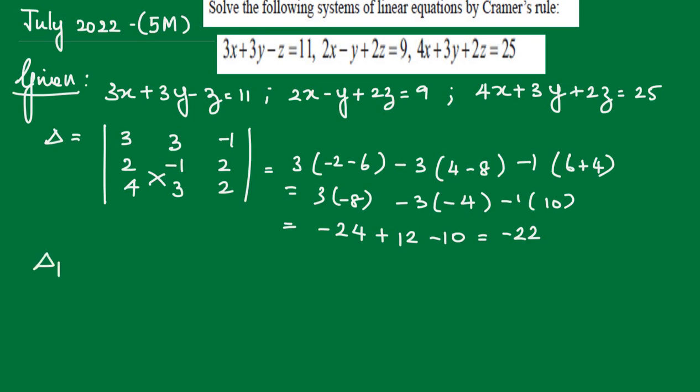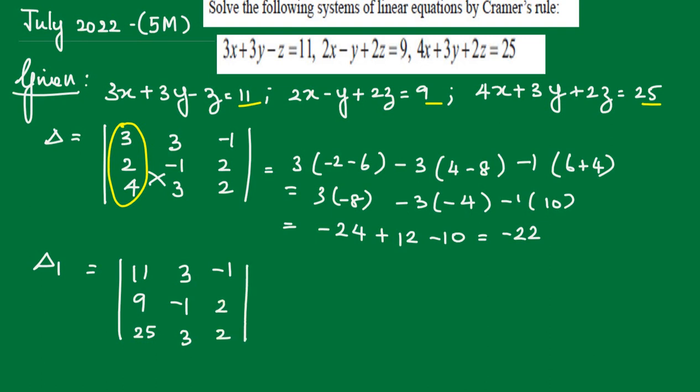Now delta 1 is obtained by replacing the first column by the constants. We get delta 1 where the first column is 11, 9 and 25. The second column elements remain the same. The coefficients of z, that is the third column elements, remain the same.